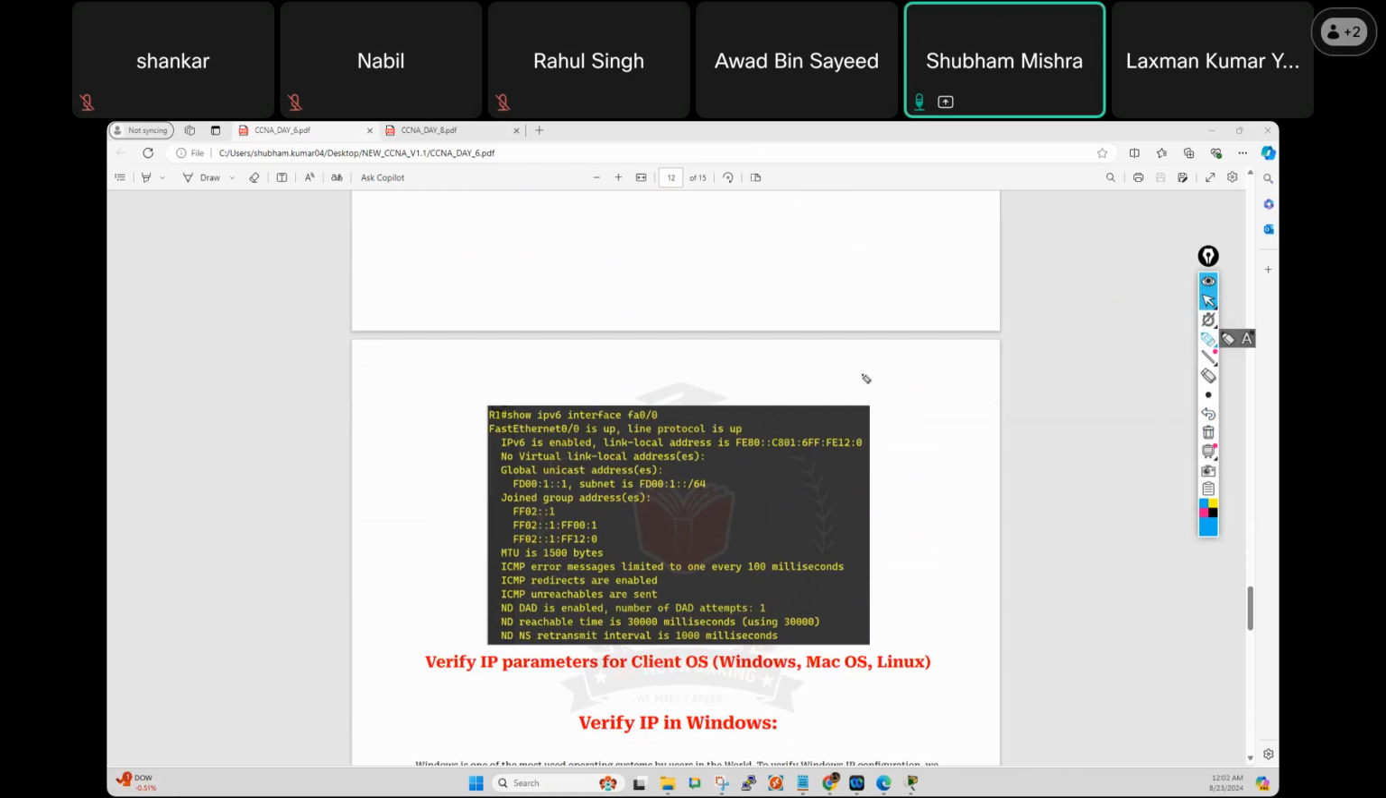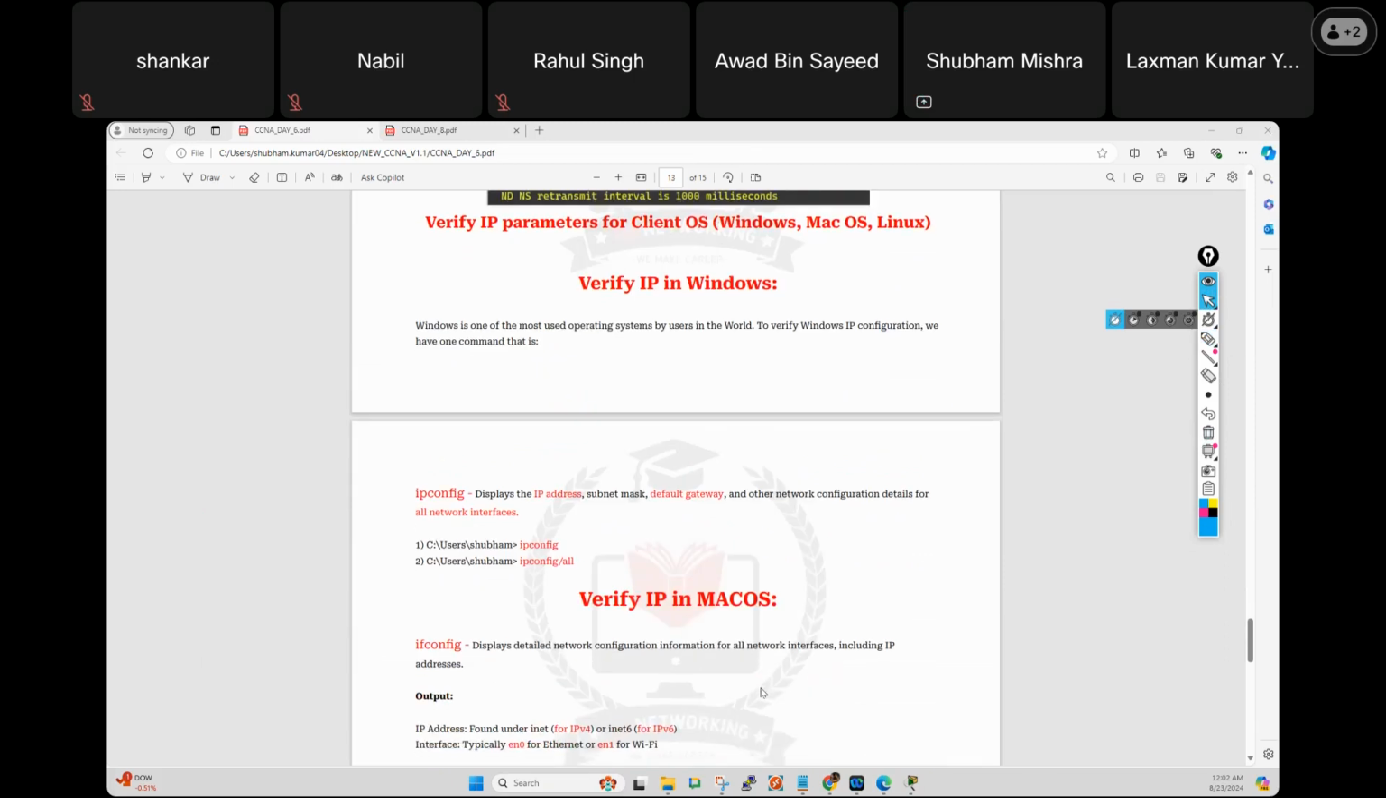If you want to check any interface in a very detailed way, what command can you write? show ipv6 interface, let's suppose FastEthernet 0/0. I want to check FastEthernet 0/0 in a detailed way, so this is the command. See now, FastEthernet 0/0 is up, line protocol is up. This is the MAC address. Everything you want, you can get in a detailed way.